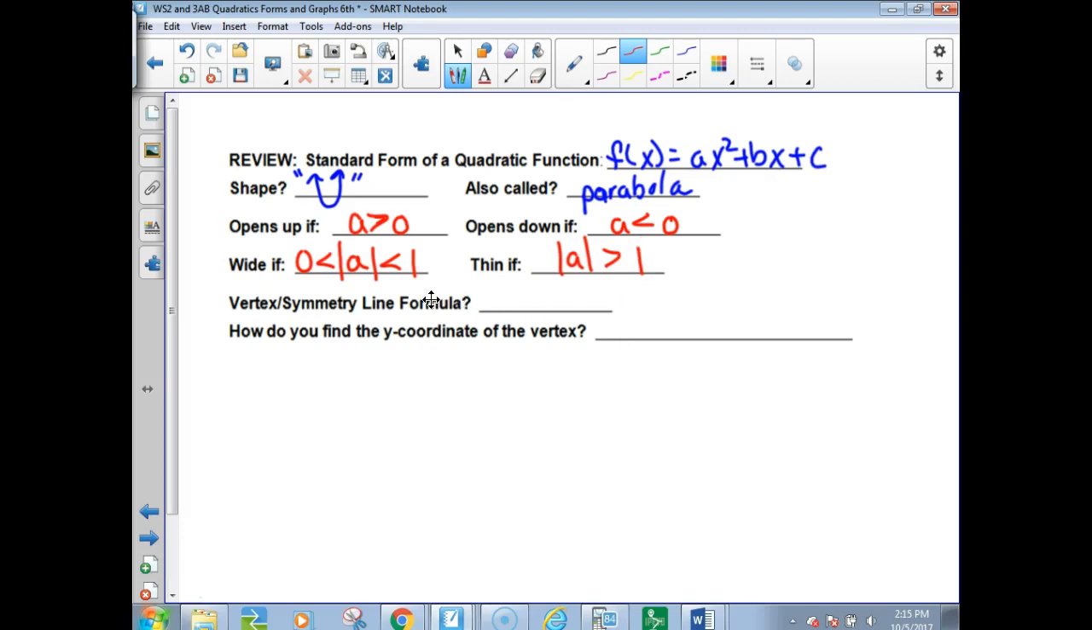Find the axis of symmetry: x equals the opposite of b over 2 times a. If you have any recollection of the quadratic formula, that's kind of like a piece of it. How do you find the y-coordinate of the vertex? You plug in the x you just found by doing this. You plug the negative b over 2a value in the equation.